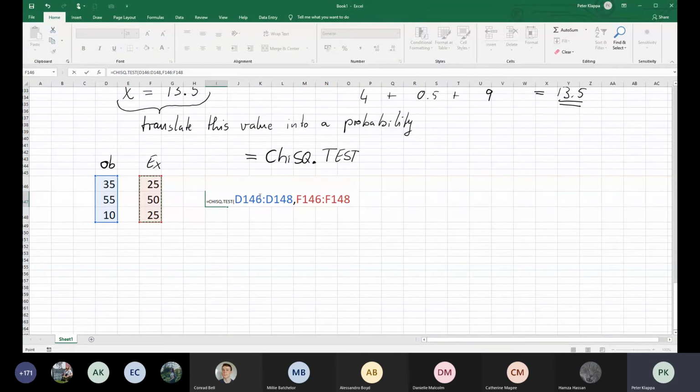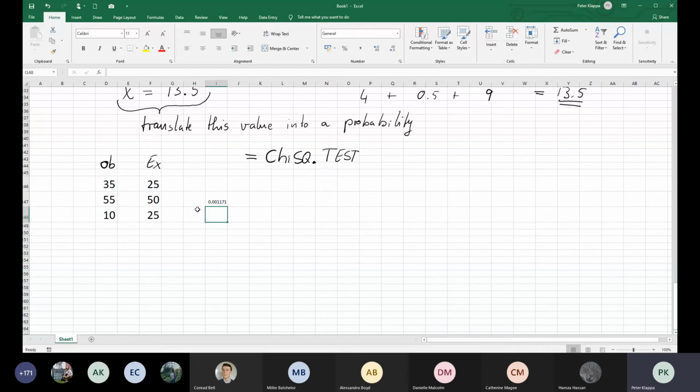The first part, D146 to D148, these are the observed numbers, that's in the D column. And the F numbers are the expected. So I just put them in, close the bracket, and I get my p-value. And again, I make this larger.